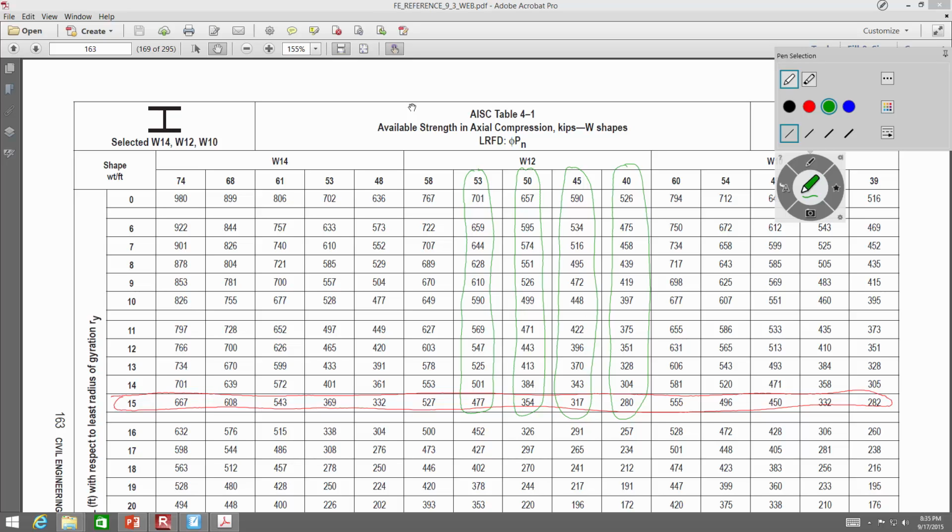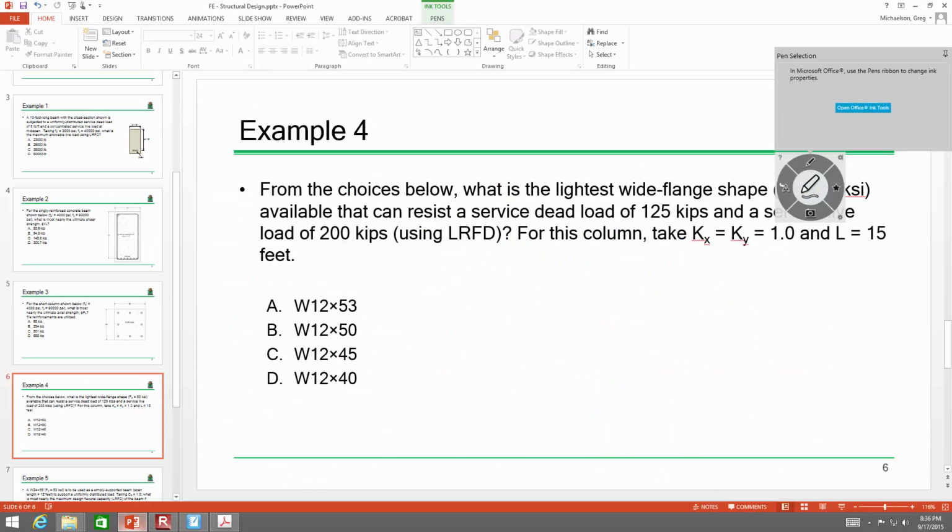Is that column any good? No, because our load is 470, right? This one's no good. Can't use that one. What about 45? Can we use that? There you go. How about 50? And what about the 53? So, what's the answer to the problem? Not too shabby, is it?